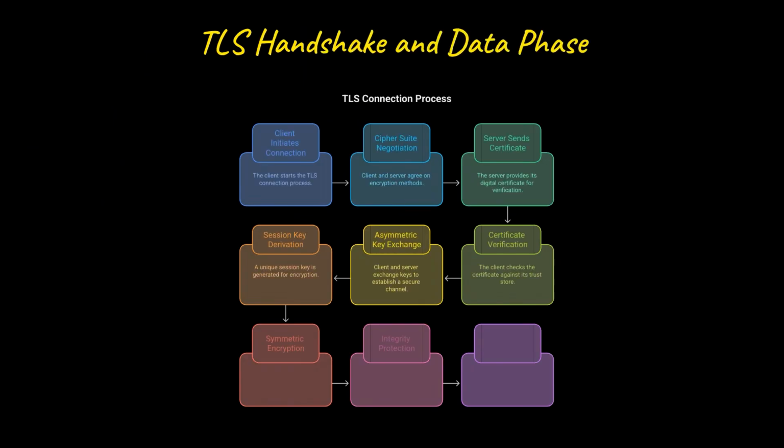TLS operates in 2 phases. The handshake negotiates a cipher suite, verifies the server's certificate, and derives a fresh session key using asymmetric cryptography. This happens once and is computationally expensive. The data phase then uses that symmetric session key to encrypt and integrity protect every message, fast enough for high-speed traffic.